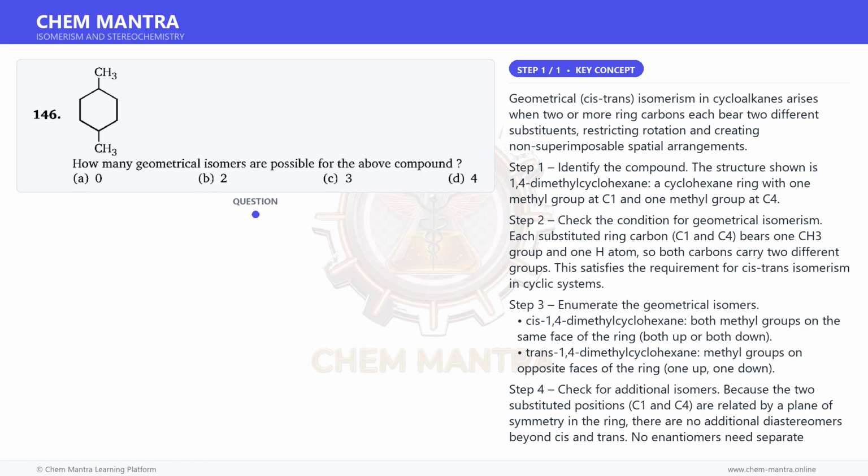Step 1. Identify the compound. The structure shown is 1,4-dimethylcyclohexane, a cyclohexane ring with one methyl group at C1 and one methyl group at C4.